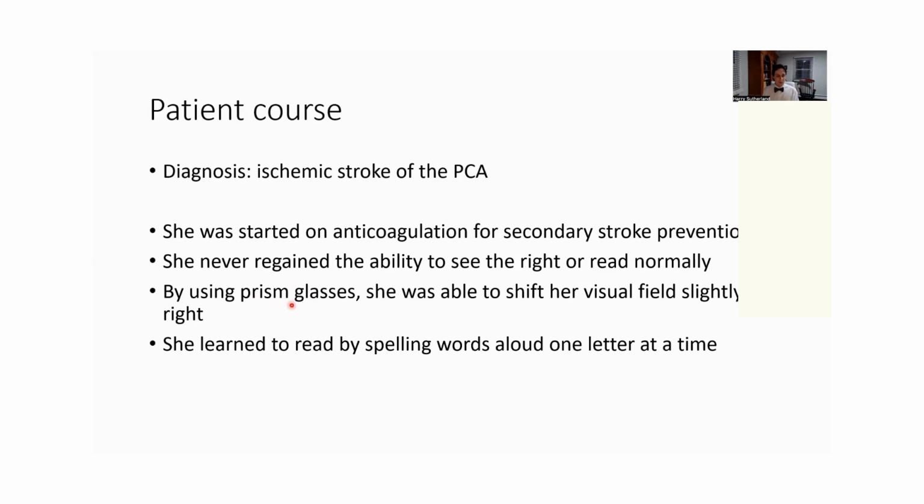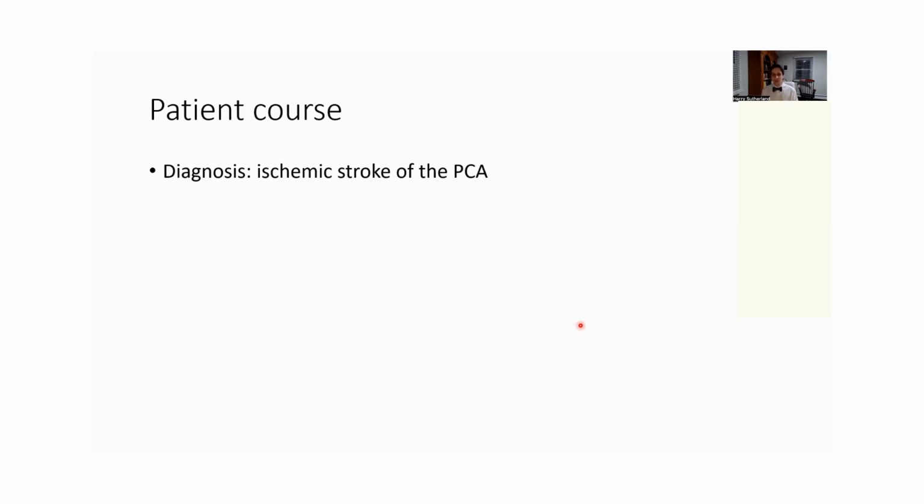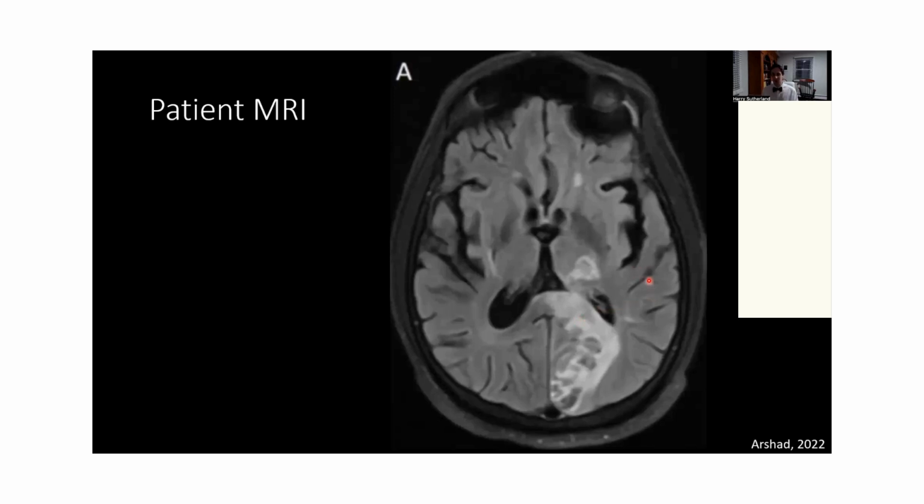In addition to the prism glasses, she also learned to read by spelling words aloud one letter at a time. So then she could get words from the visual cortex to the auditory cortex on that left side by saying them aloud. And since her auditory cortex, which would be somewhere out here, was not affected, you can still pass information freely from auditory cortex to the language area. And so that's the workaround that she found: rather than going through here, she found a detour starting here and then moving to here.